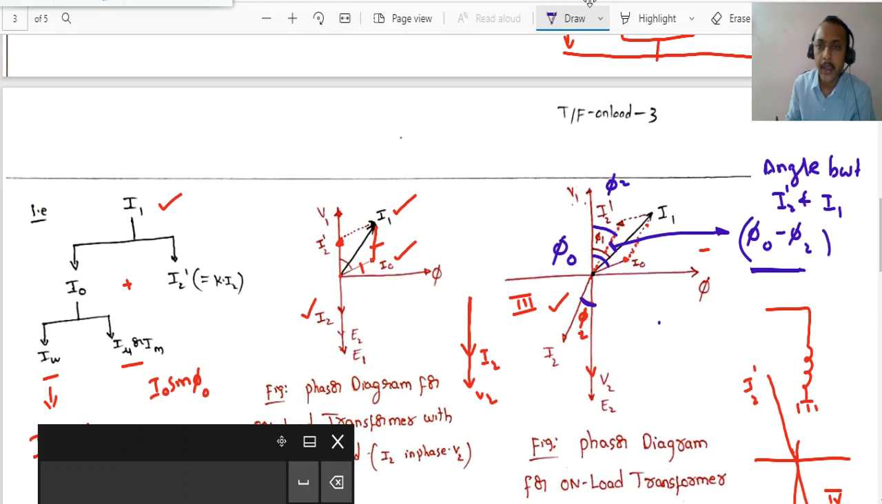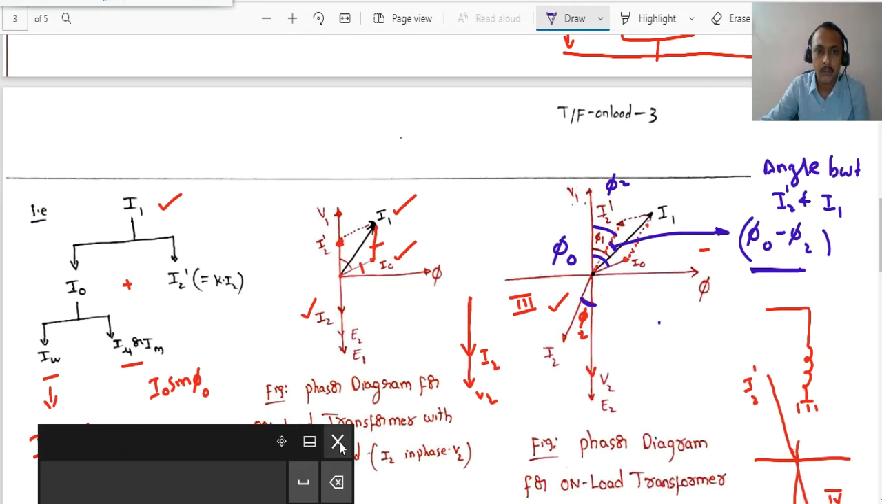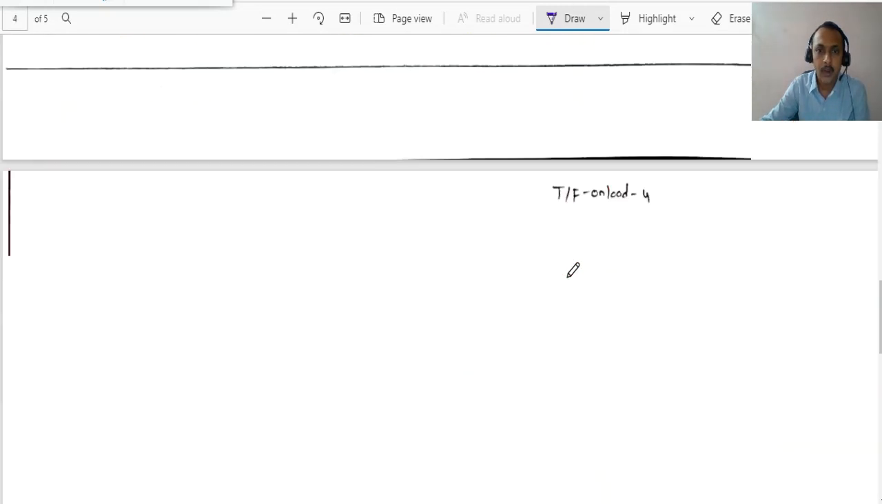Very, very important, dear students. I repeat again, the angle between V2 and I2 is phi 2. The angle between V1 and I0 is phi naught. But I want the angle between I2 dash and I1. It is simply phi naught minus phi 2, right? If we know this point, this problem is easy. Now observe here.